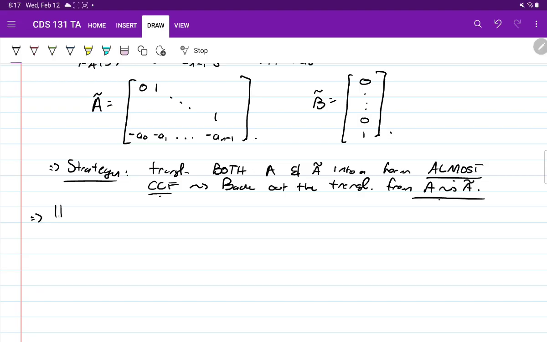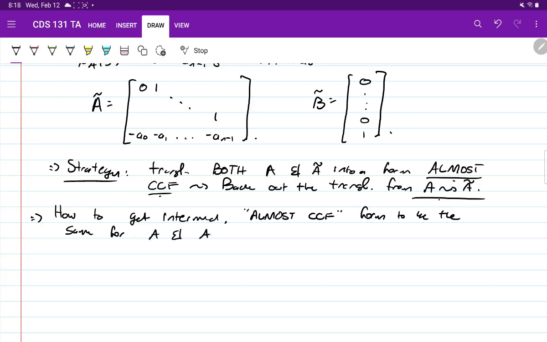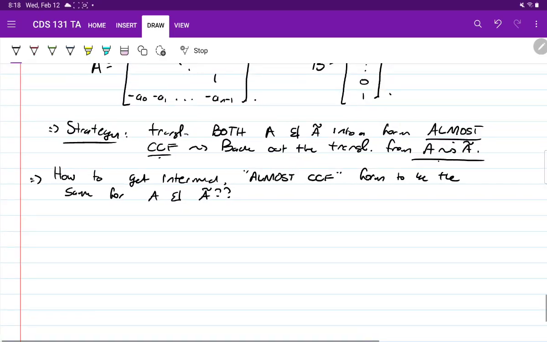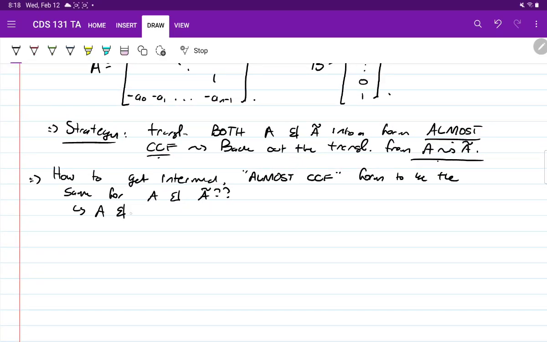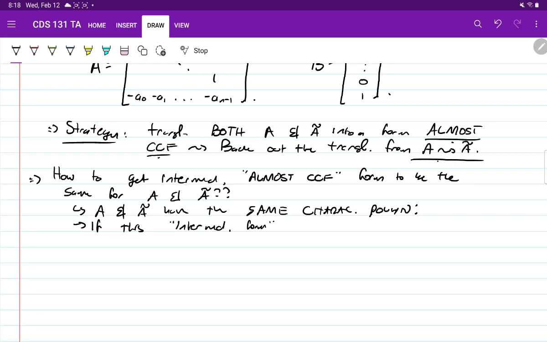Okay. So how do we get this intermediate almost CCF form to be the same for A and A tilde? Well, what do A and A tilde have in common? Well, we at least know that A and A tilde have the same characteristic polynomial. Okay? So if this intermediate form only depends on the characteristic polynomial, that will be good, right?